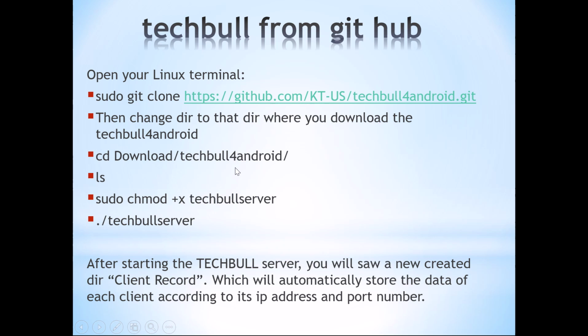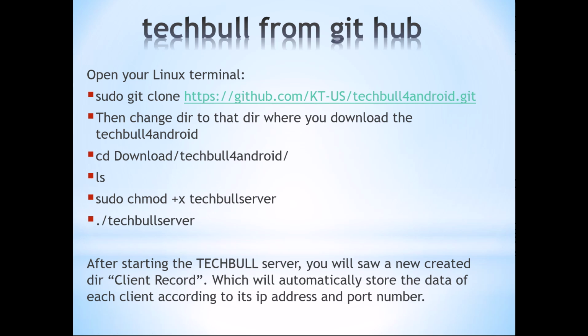Then enter ls. It will show all the available files in the directory known as TechBull for Android. There you will see three files: readme, TechBull for server, and the TechBull for Android APK file. Then you need to start your server. For that you need to make the TechBull server file executable, like sudo chmod +x TechBull for server, and then run your server with ./techbull for server.